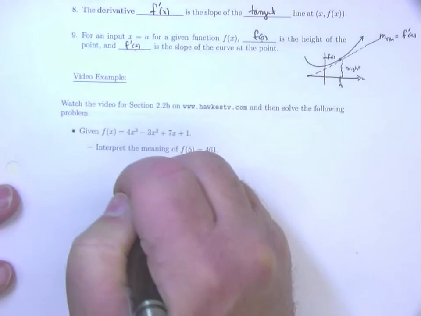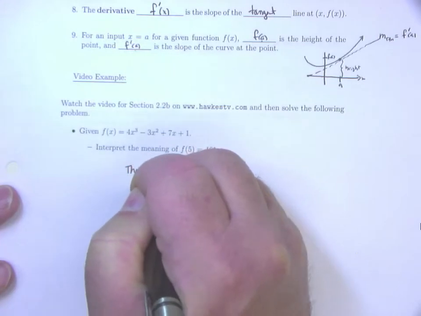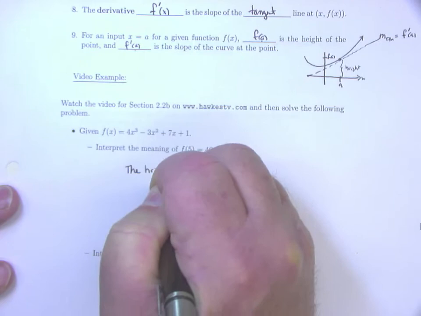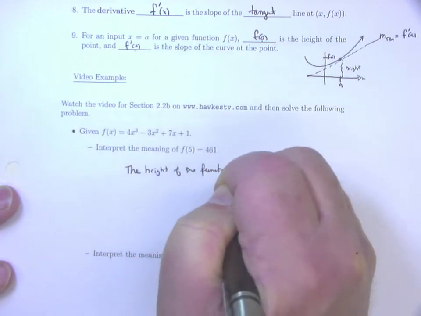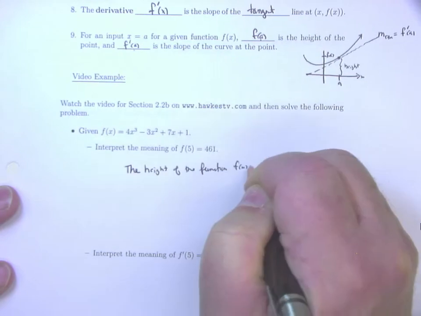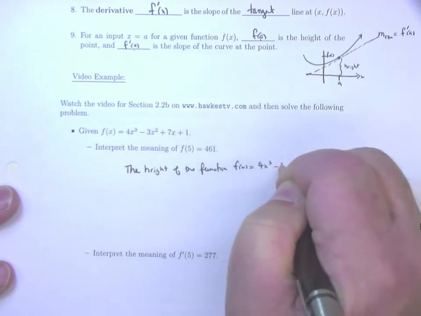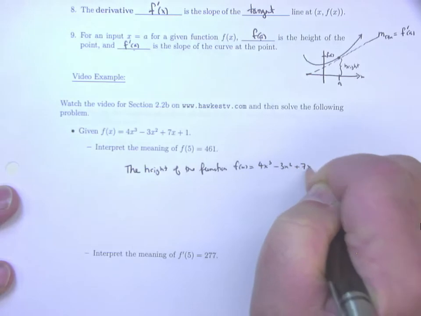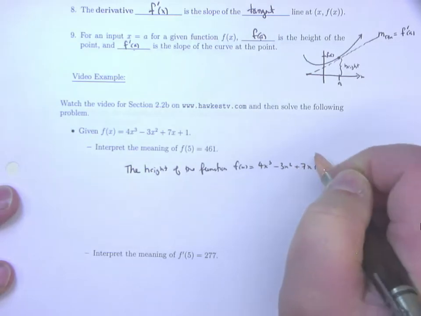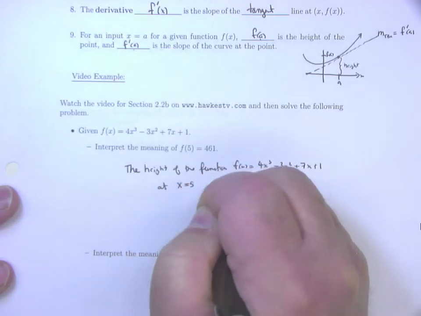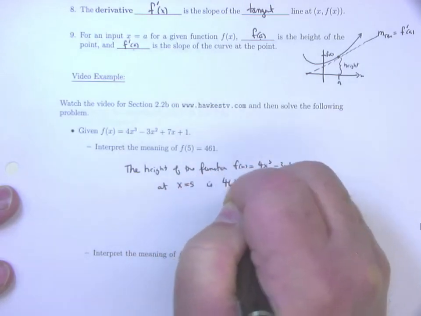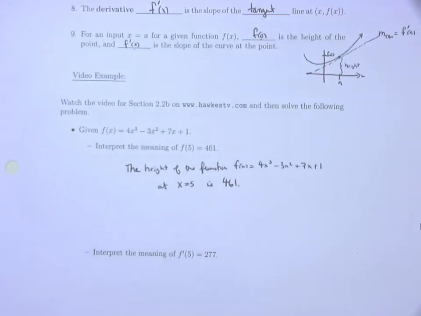This means the height of the function f of x, which is equal to 4x cubed minus 3x squared plus 7x plus 1, at x equals 5 is 461. When x is 5, you are 461 hash marks above the x-axis. This is possible. This tells you the height.